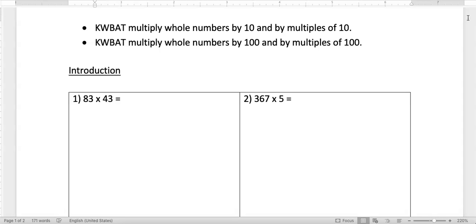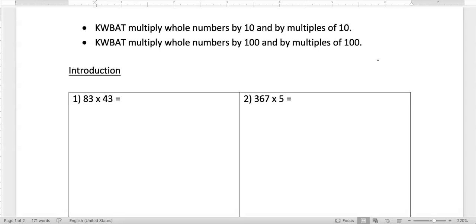Let's go ahead and get into our lesson for today. So you're going to think today's lesson is very simple, and it is pretty simple. It's pretty easy, but it's also going to be easy to sort of get caught off guard with the digits changing. But today we're going to actually focus on multiplying whole numbers by 10 and multiples of 10, as well as multiplying whole numbers by 100 and by multiples of 100. So you'll see what that's like when we get into the guided practice.